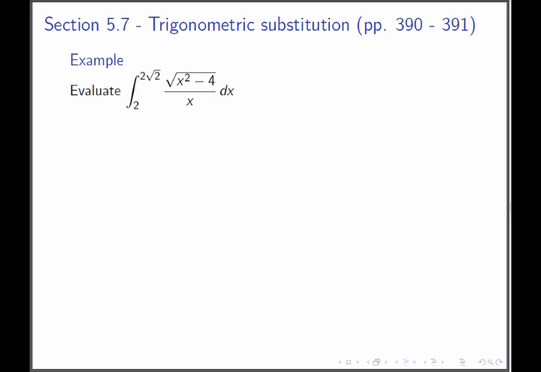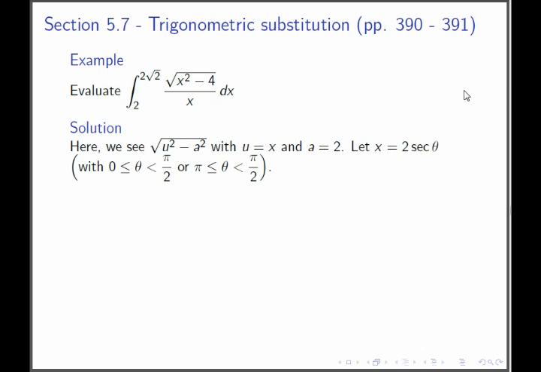Okay, so to see how this works, let's look at this integral here, and this time it's a definite integral. So we're encountering u squared minus a squared, where u is just x and a is 2. So we let x equal 2 secant theta, and in the back of our heads we're remembering theta lies in one of these two ranges here. Then this square root expression we've already computed is equal to 2 tangent theta, and then we need to compute the differential just by computing differential of both sides of this.